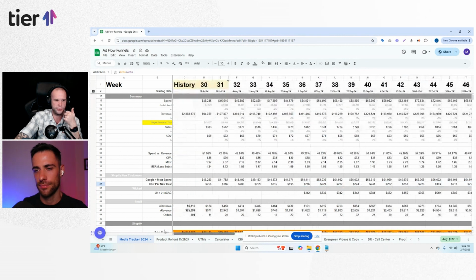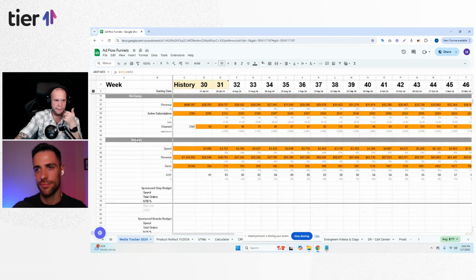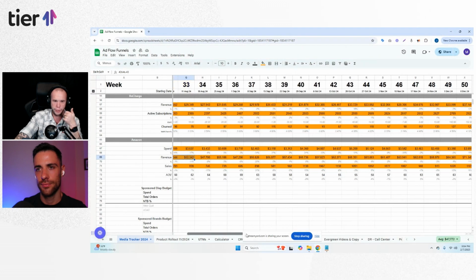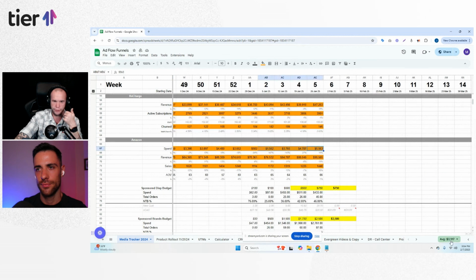So what that means is, if I'm driving more new customers on Amazon, if I'm spending $3,600 a week and making $47,000, I should be able to spend the same $3,700 a week. That's a $200 difference, but now my $40 grand on average is $84,000 on average. So for $200 more spend, I get $40,000 more per week.